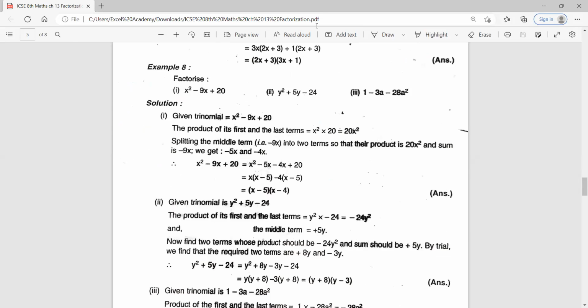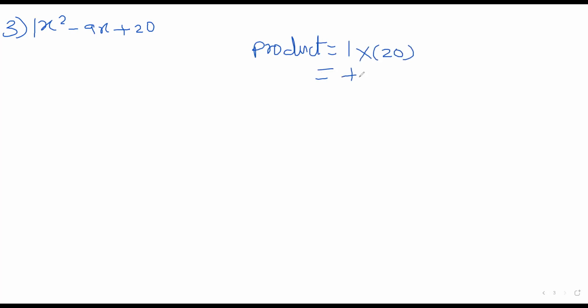Let's do example 8 from the textbook. X square minus 9x plus 20. Just be careful with the signs. The method is the same. Is it in descending or ascending order? Yes, it is descending. That's okay. What is the product? The coefficient of the first term is 1, so it is 1 into 20. So the product is plus 20.